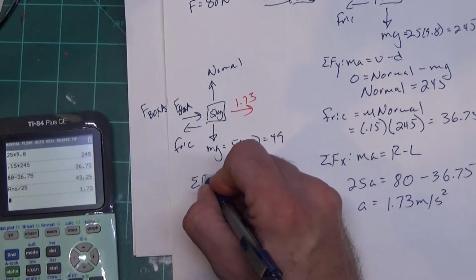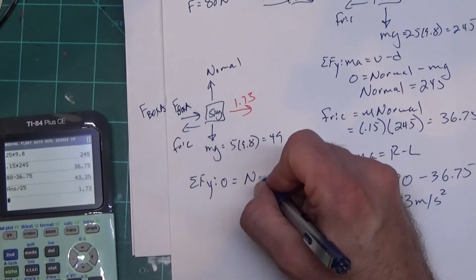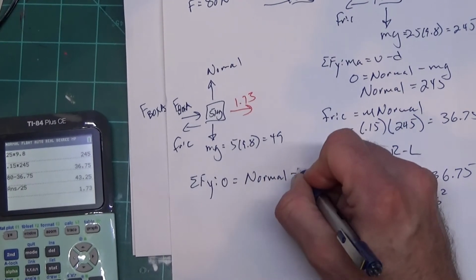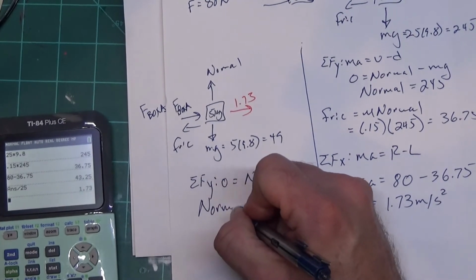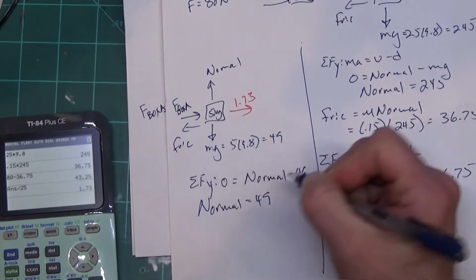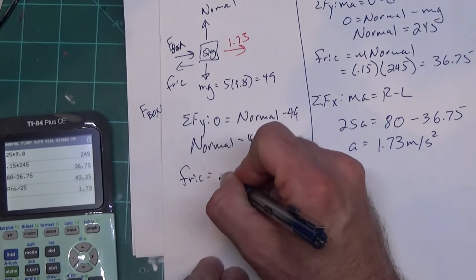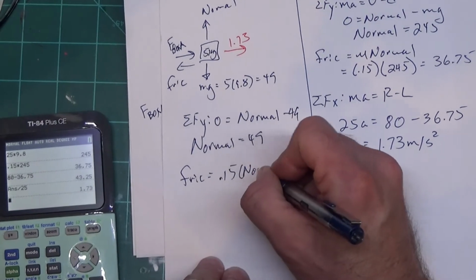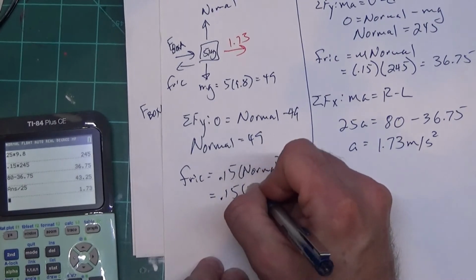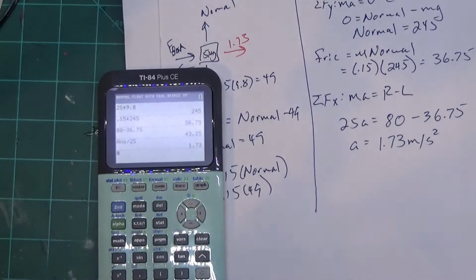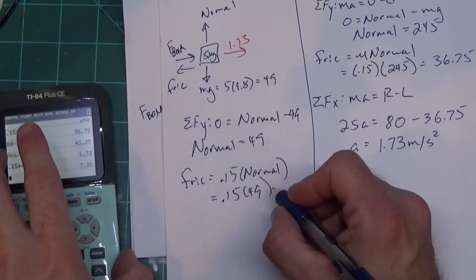I'm going to do sum of the forces in the y. That 0 equals normal minus 49. Let me draw a line here separating. So my normal is equal to 49. And then we got the friction force. Friction is 0.15 times normal. So it's 0.15 times 49. So let's calculate that. 7.35.